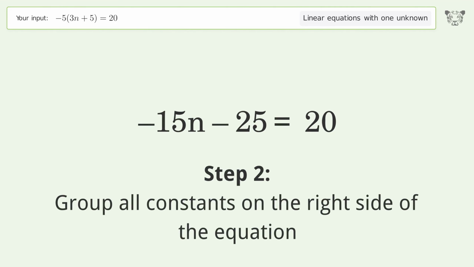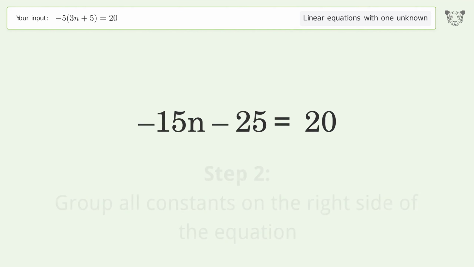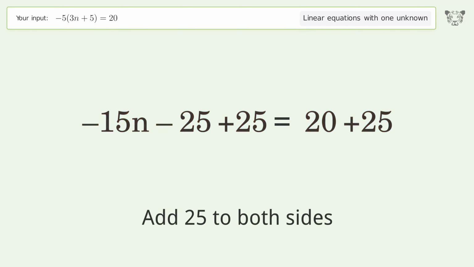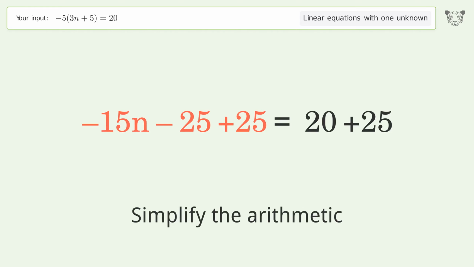Group all constants on the right side of the equation. Add 25 to both sides. Simplify the arithmetic.